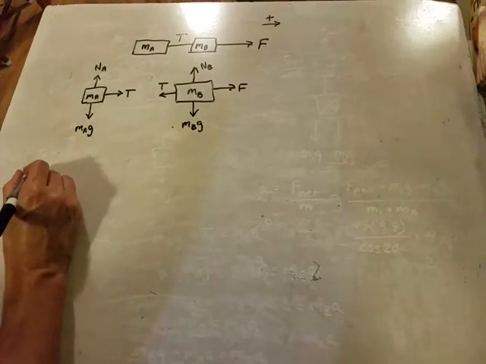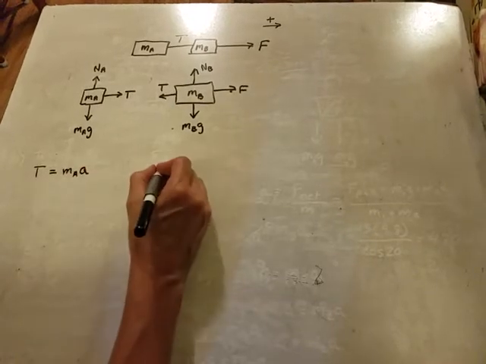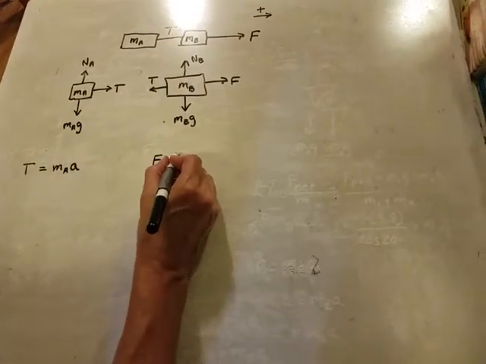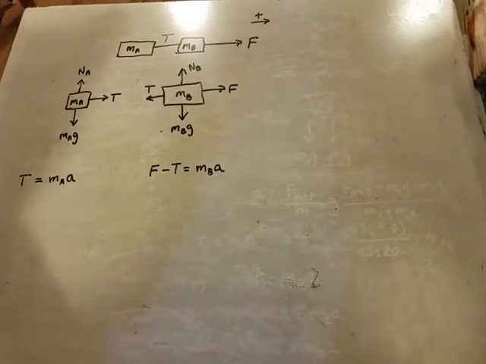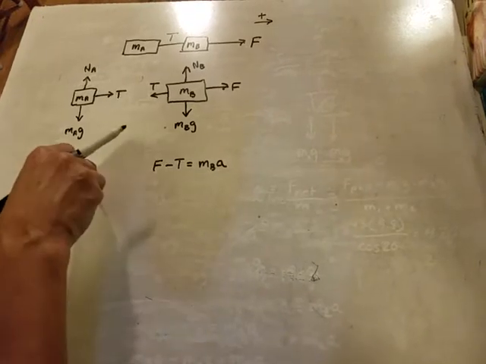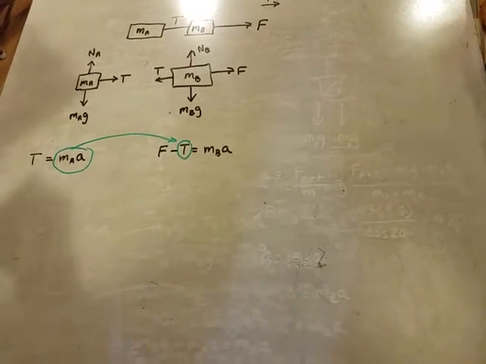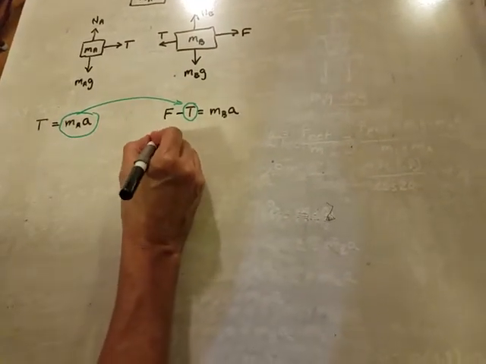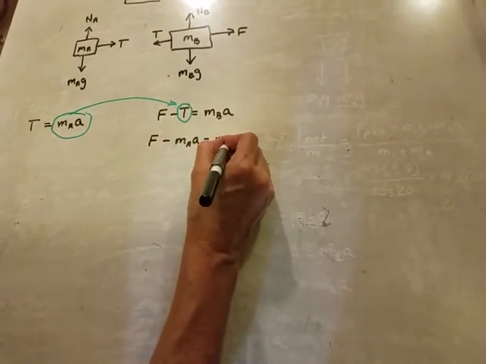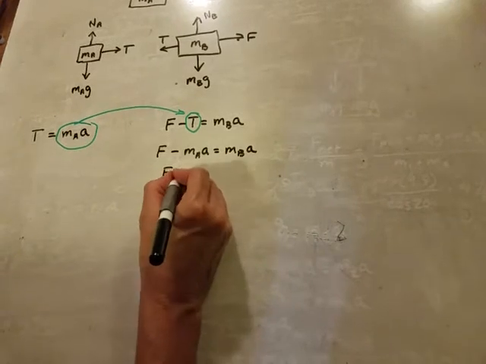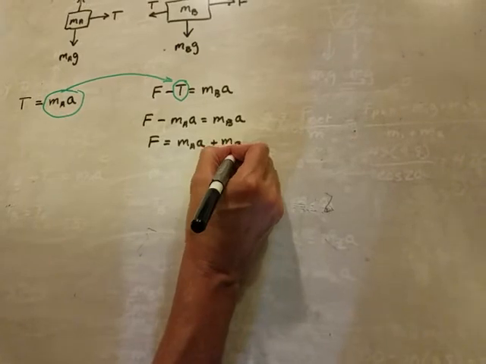So we're going to have tension is equal to MAA. On this one, we're going to have force minus tension is equal to MBA. We're going to take our value of tension and plug it in for tension over here. That's going to give us force minus MAA is equal to MBA. Force equals MAA plus MBA.